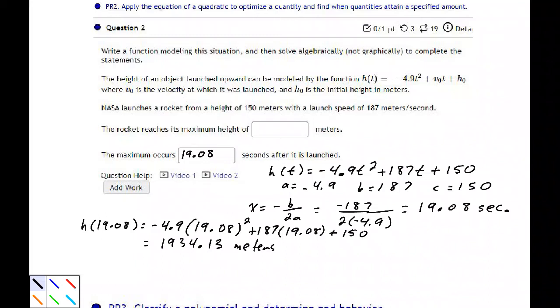All right, so that is our vertex. And to answer that question, the rocket reaches its maximum height of how many meters? Of 1934.13 meters. And of course, you can also see that we had some work that was necessary here. So there is, in fact, an add work box to put that work.